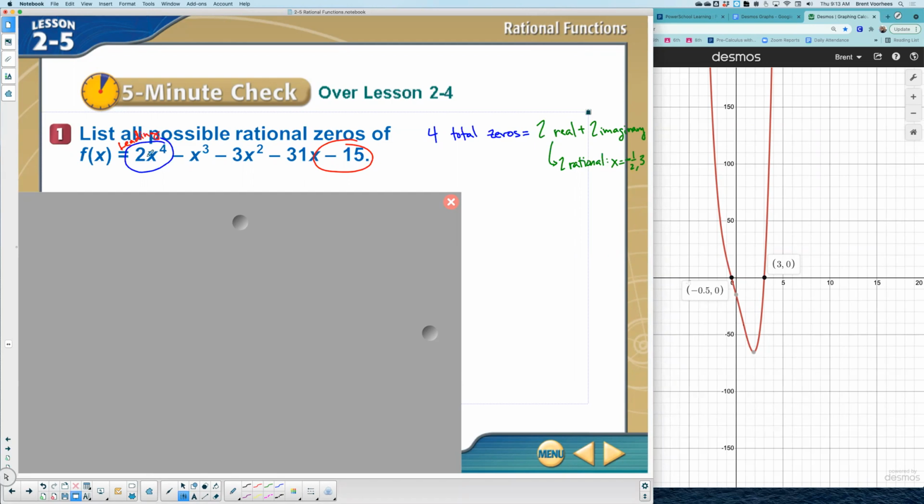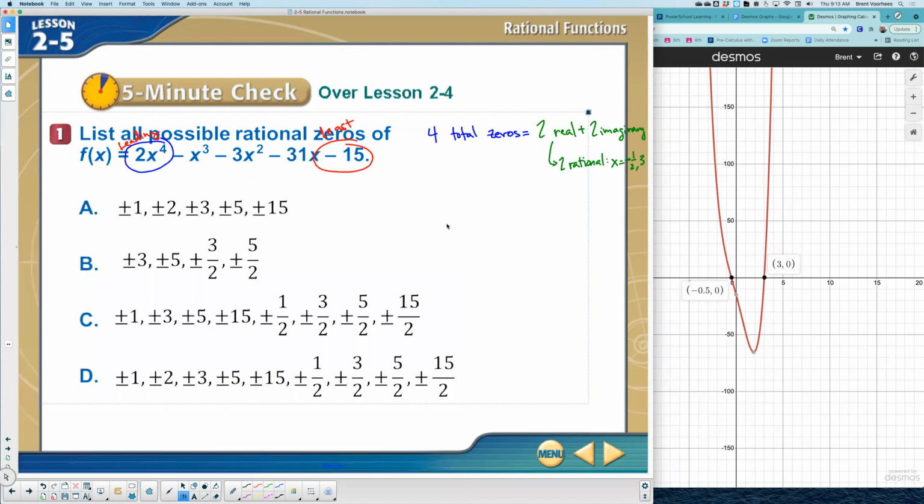So we're going to use the coefficient 2, and we're also going to use the coefficient here. Ignore the negatives. For the least term, what's its coefficient? 15. And if you remember, the rule is, I'm going to go ahead and clear this off, it is the plus or minus the factors of the least coefficient divided by factors of the first.